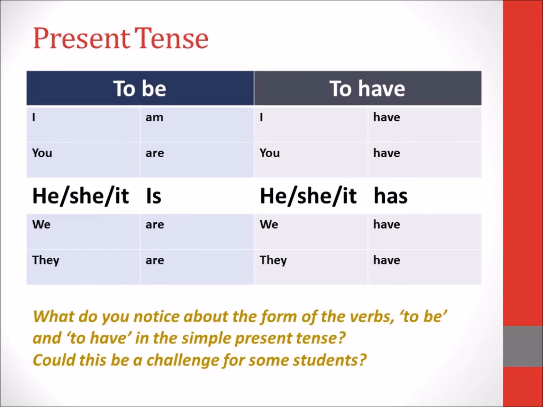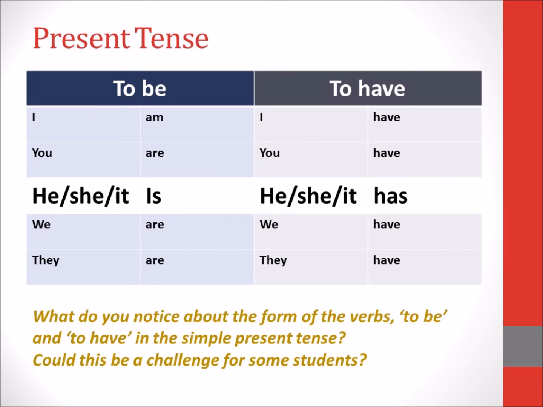Well, here they are in a table just to show you the different ways that we use them. If you look at the to be column, we've got I am, you are, it would be he is, she is, it is, we are, they are. Now look at to have. I have, you have, he has, we have, they have. What happens is that these ones don't stay the same. Okay, they're not regular in the way that they act. We have to change them depending on the pronoun or depending on the participant that we are using.